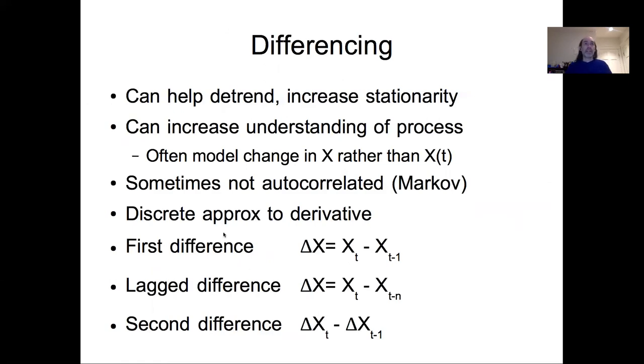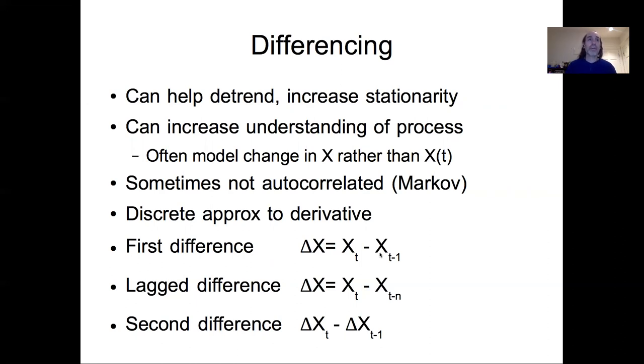So the other thing that can help to detrend, in addition to smoothing, is differencing. Often it helps to detrend the data and can increase stationarity. So differencing, for example, if we're looking at just the first difference, we'd be calculating the change in x as the x at this time point minus x at the previous time point.